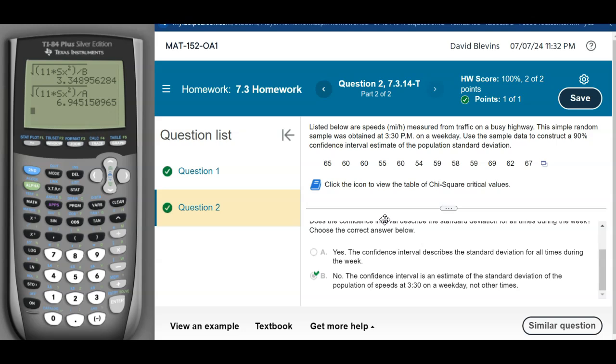But with it being that specific, 3:30 p.m. on a weekday, you can't say it's for all times.